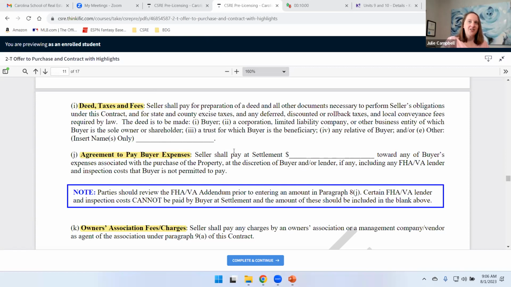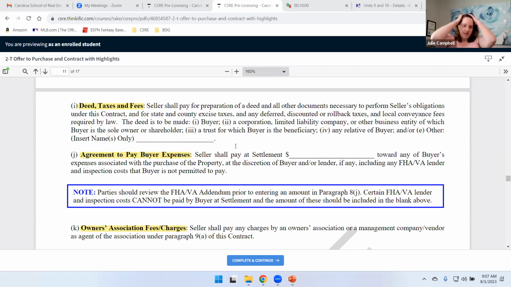If the seller is asked to pay any of the buyer's closing costs, what are their three choices? They can accept it and pay all their closing costs. They can reject it and pay none of it, or they could counter it. We can negotiate that. Seller paid buyer's closing cost is a completely negotiable item.